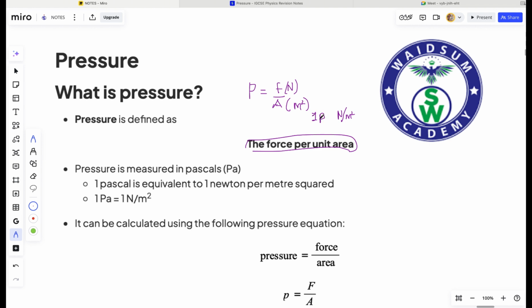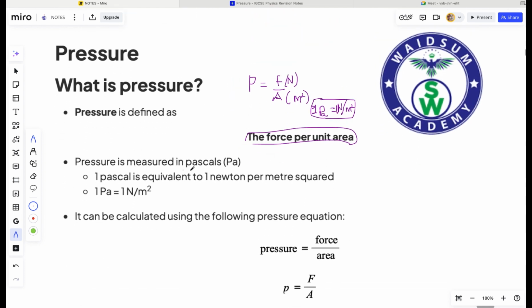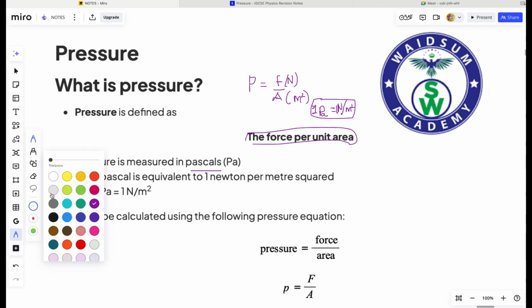The symbol for Pascal is Pa. So 1 Pascal is equal to 1 newton per meter squared. Whether you write Pascal or newton per meter squared, it's the same thing, but not newton per centimeter squared. So when you have centimeters for area, you convert that to meters in order to get the appropriate unit of pressure. And that is stated here. Pressure is measured in Pascal. This is the unit of pressure.